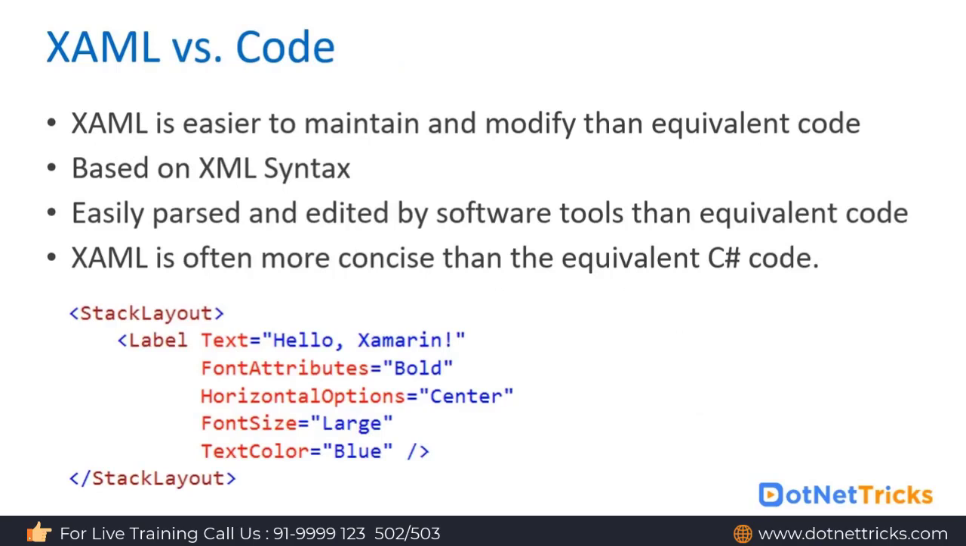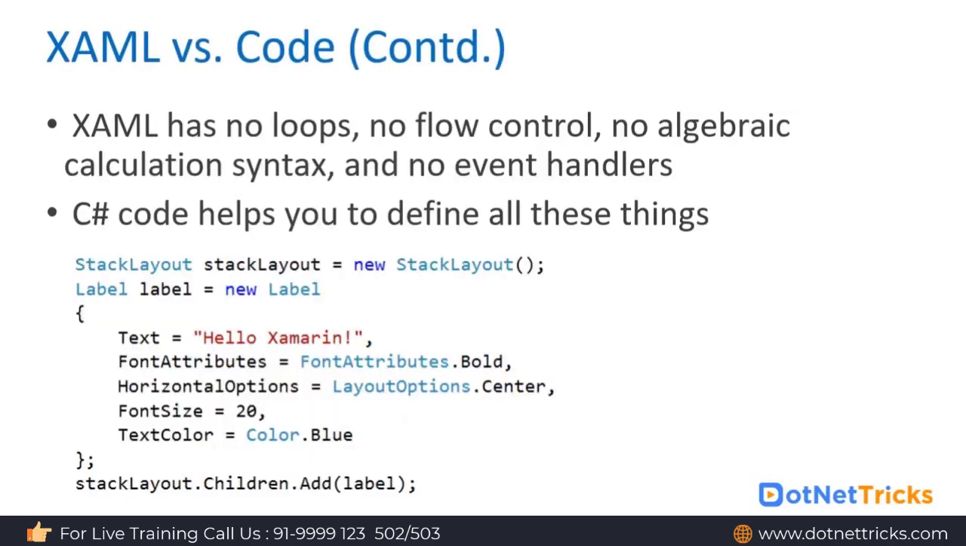As I said, XAML is easier to maintain and modify than equivalent code which is written in C#. So let's have a look at how a label is created and added into a stack layout here. As I said, it is an XML syntax, something very similar to how we write XML code, and there is a stack layout inside which a label is created in the XAML. The properties of the label can be set accordingly as mentioned here. If we have a look at the same code in C#, it obviously has more number of lines when compared to the XAML.